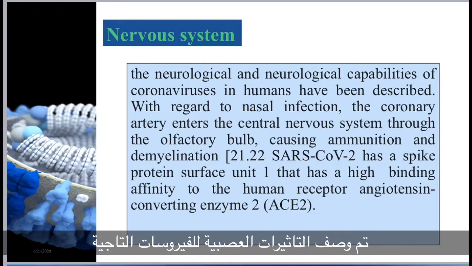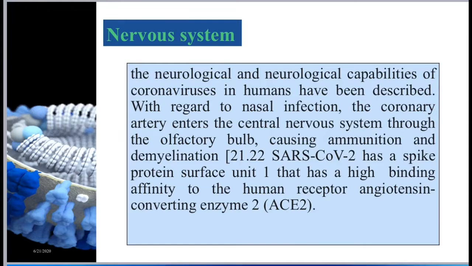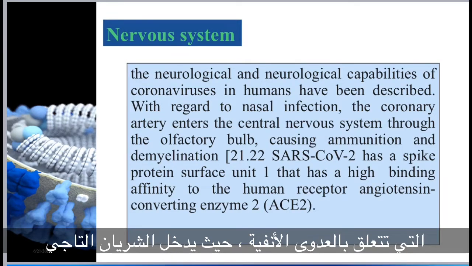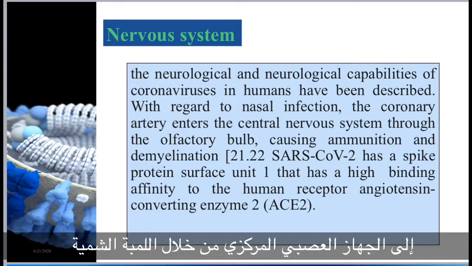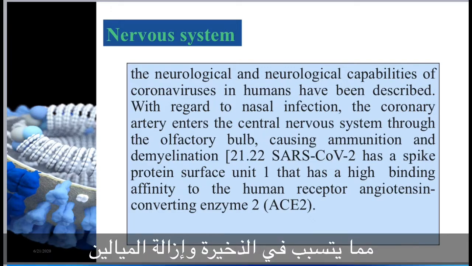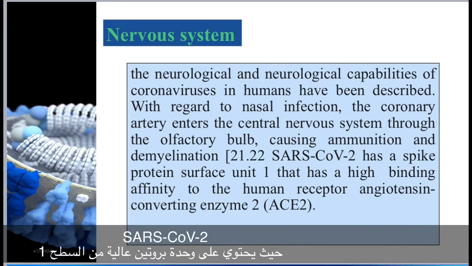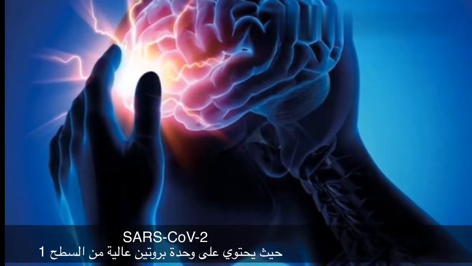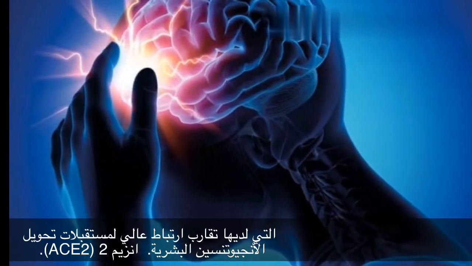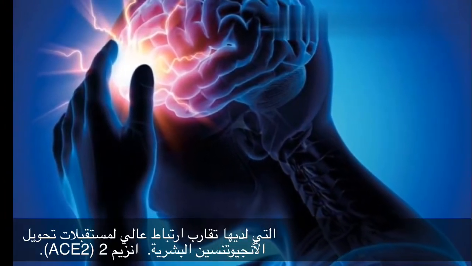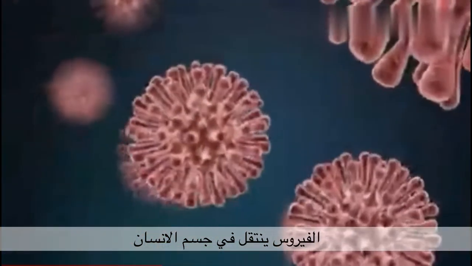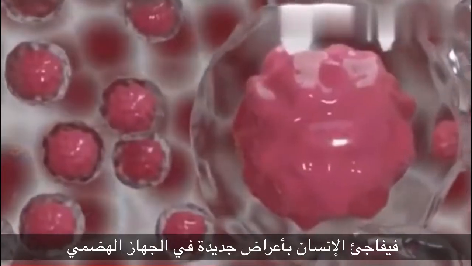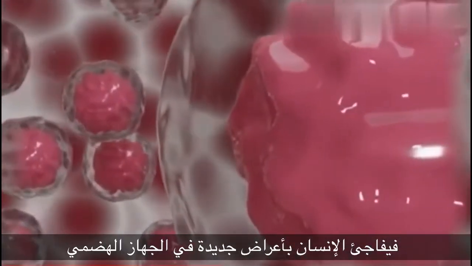The neuroinvasive and neurotropic capabilities of coronavirus in humans have been described. With regard to nasal infection, the coronavirus enters the central nerve system through the olfactory bulb, causing anosmia. SARS-CoV-2 has a spike protein surface unit 1 that has a high binding affinity to the human receptor angiotensin-converting enzyme 2. The virus traveled in the body and surprised the human with new symptoms in the digestive system.